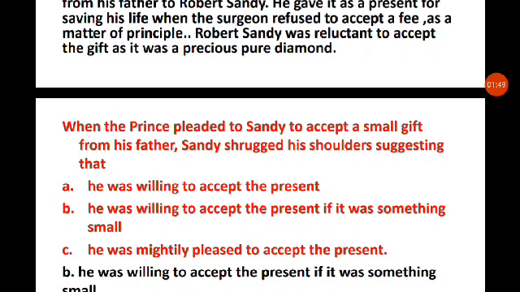When the prince pleaded with Sandy to accept a small gift from his father, Sandy shrugged his shoulders, suggesting that he was willing to accept the present. He was willing to accept the present if it was something small. He was mightily pleased to accept the present.